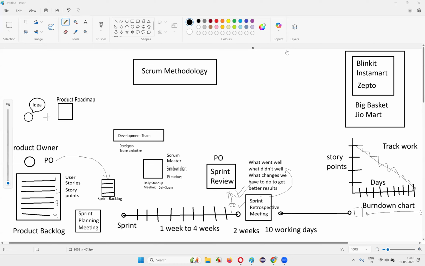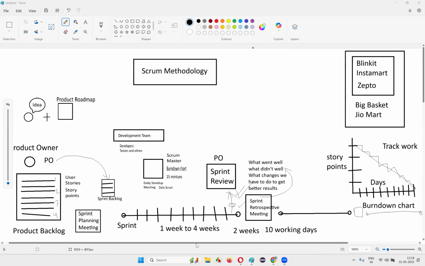So you need to know all these terms. What are the different terms you have learned today? Product owner, user stories, story points, product backlog, sprint planning meeting, sprint backlog, development team, daily stand-up meeting, burn-down chart, scrum master, sprint review meeting. Then you also have learned the sprint retrospective meeting. These are the different terminologies you have learned today. Clear, everyone?